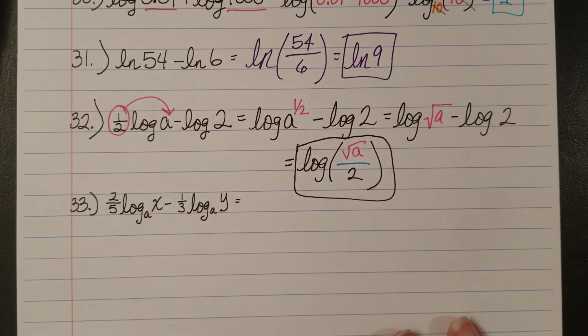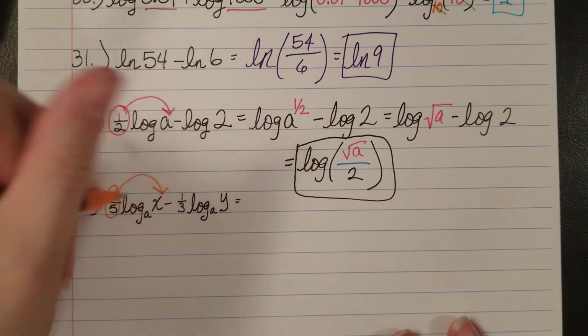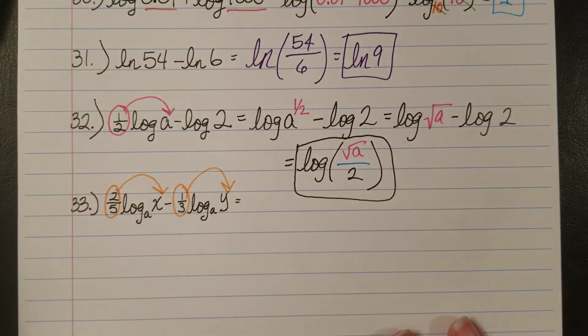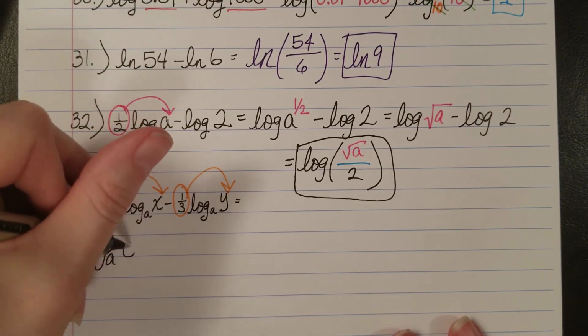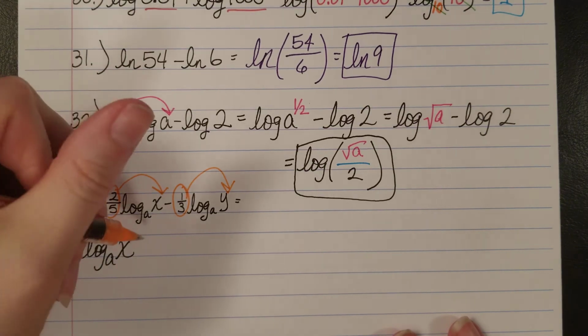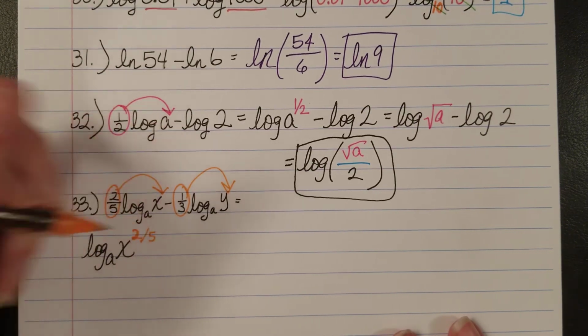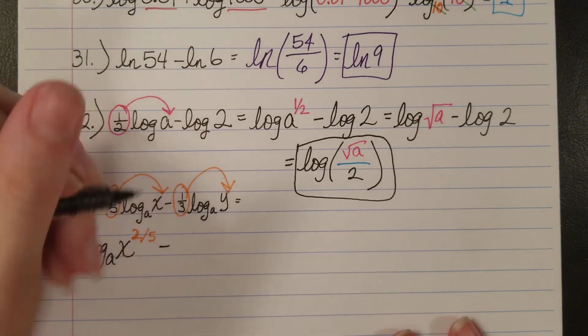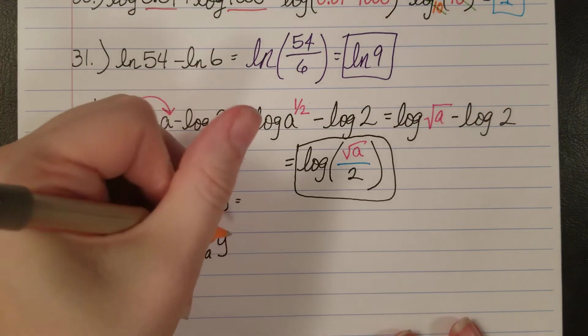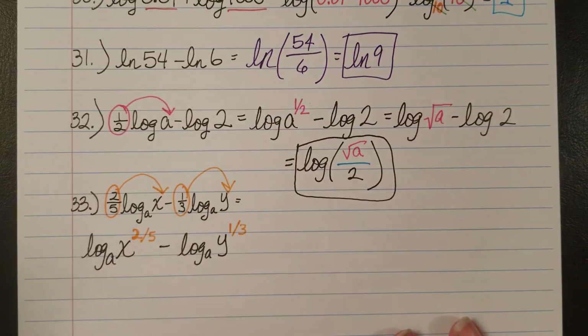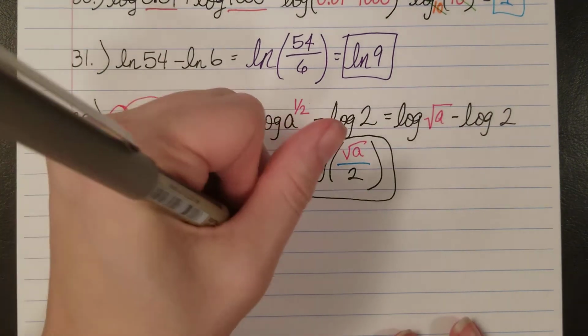All right, number 33. Again, I'm going to take my coefficients here and move them up and turn them back into exponents. So that would give me log base a of x to the power of 2/5 minus log base a of y to the power of 1/3. And now let's go ahead and change those into roots.